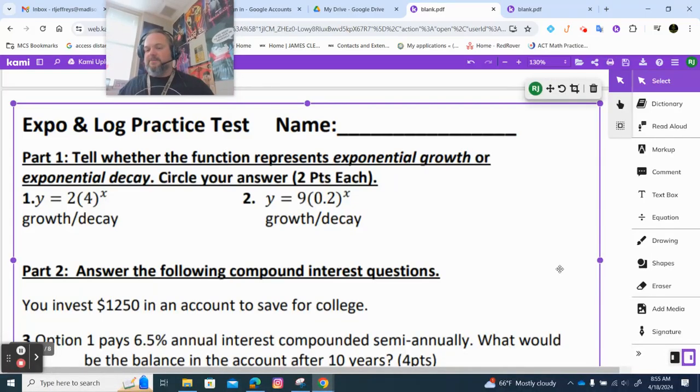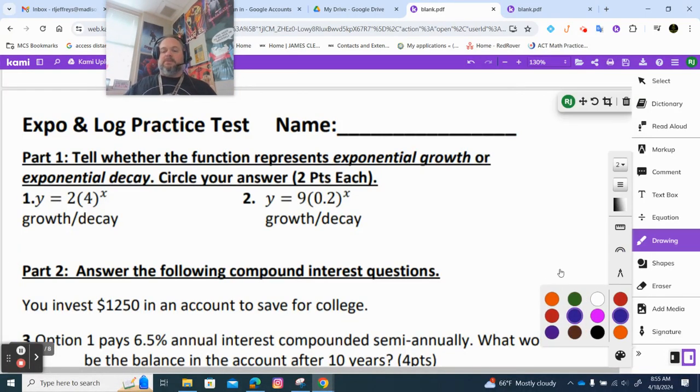All right, we are back, and for those that can't read the board, we are reviewing because we have a test tomorrow.